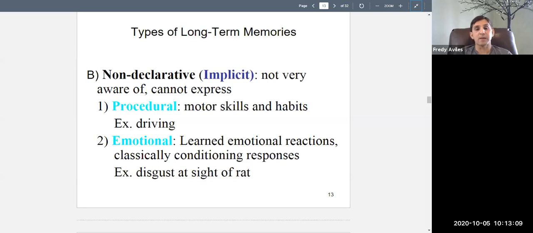And also emotional memories are also non-declarative memories, implicit. We remember a lot of things emotionally and we don't always understand why. Like learned emotional reactions, you know? Like when you see a rat and you feel disgusted, why does a rat make you feel disgusted? The truth is that rats are associated with things that are disgusting, like filth and disease and trash and things like that. So it's classically conditioned. It's a learned emotional reaction, right?